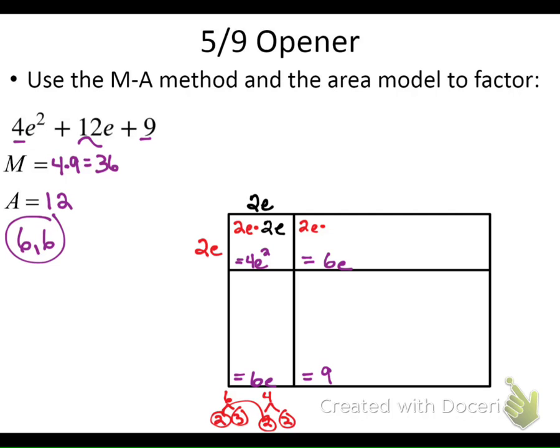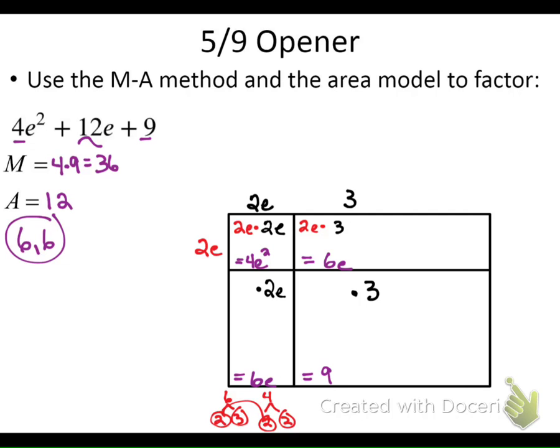If that's the width up here, it's also the width down below, so I'm going to go ahead and just bring that on down. 2e times what gets me to 6e for my second width? 3. So that's the width up here. If that's the width up here, it's also the width below. So my top row is filled out.